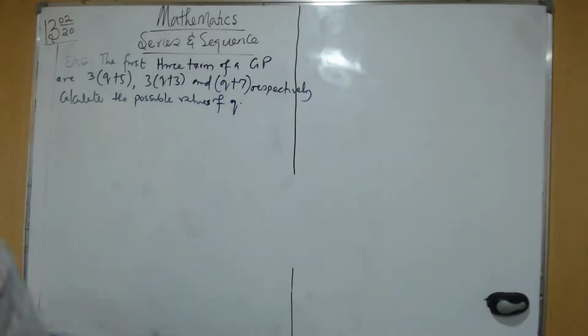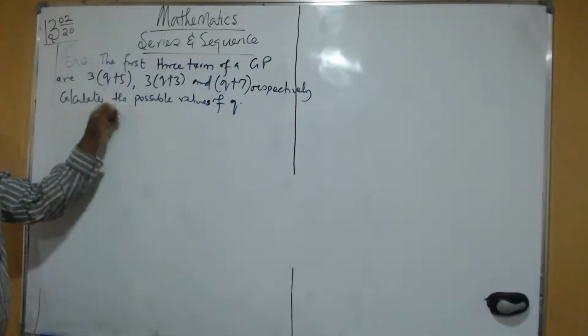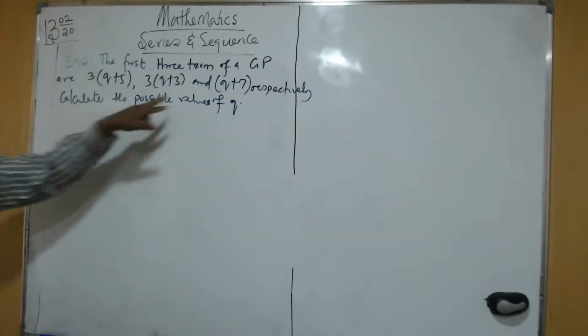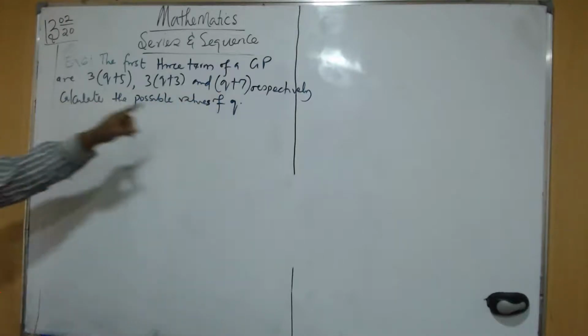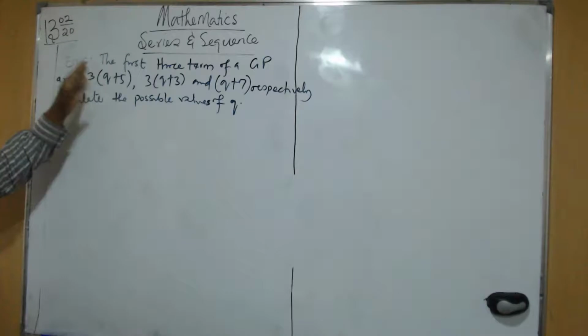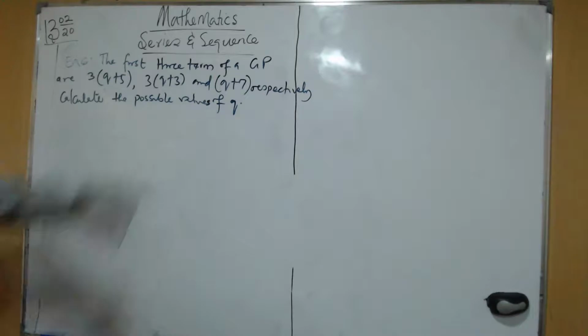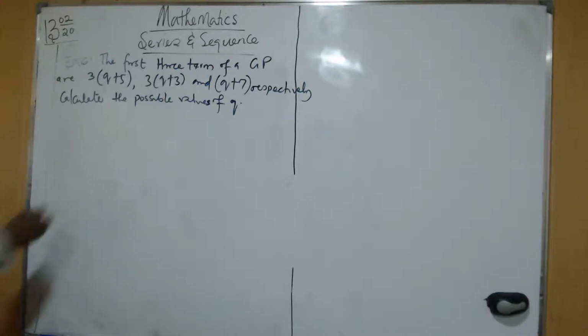We need to understand the question before we solve. The first three terms of the geometrical progression are given as 3(q + 5), 3(q + 3), then we have q + 7. When we say respectively, that means the first term is for this, the second term is for this, while the third term is for that one, respectively. Now you're asked to calculate the possible values of q.